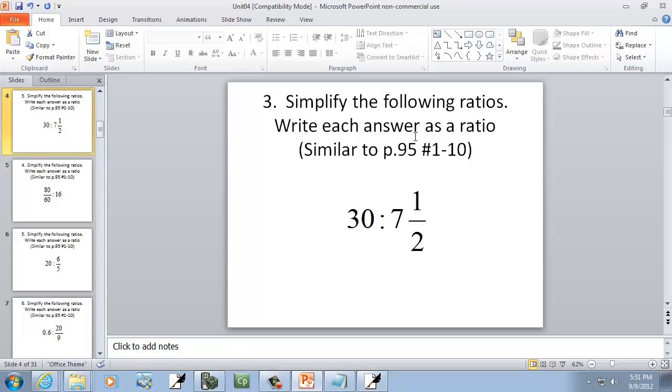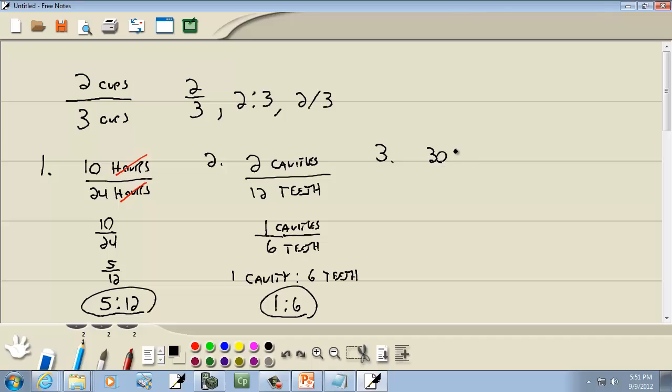Let's take a look at some more ratios. 30 and 7 1/2. Again, we think of this as division. So instead of putting it in fraction form, I'm going to put a division there. That's the same as a fraction. 7 1/2, and we can change this to an improper fraction. We take 7 times 2 is 14 and add 1, and that gives us 15. So I've got 15 over 2. If I'm going to divide fractions, it's handy if they're both fractions. So I can put 30 over 1 divided by 15 over 2.